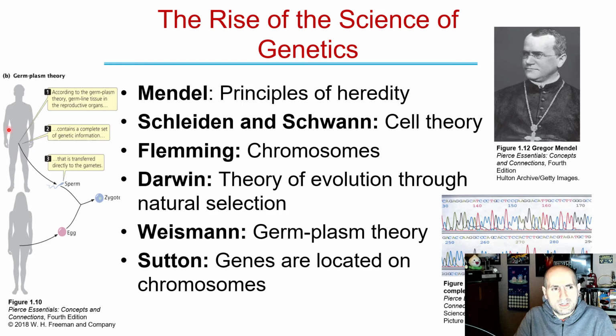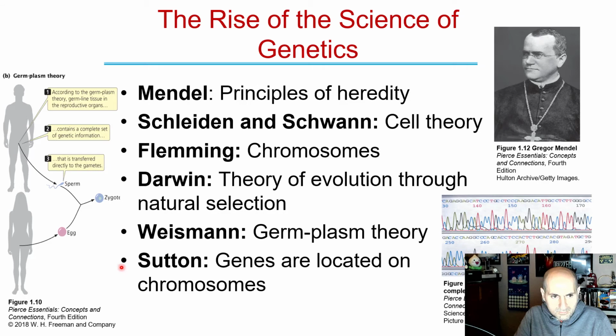The germplasm theory states that you've got the gametes, the sperm and the egg from the parents, and those come together to form the zygote. So the information is in the reproductive organs. The information doesn't travel from the tail to the sperm and then get passed on. The information's already in the reproductive organs, in the gametes. And then Sutton showed that genes are located on the chromosomes, right?